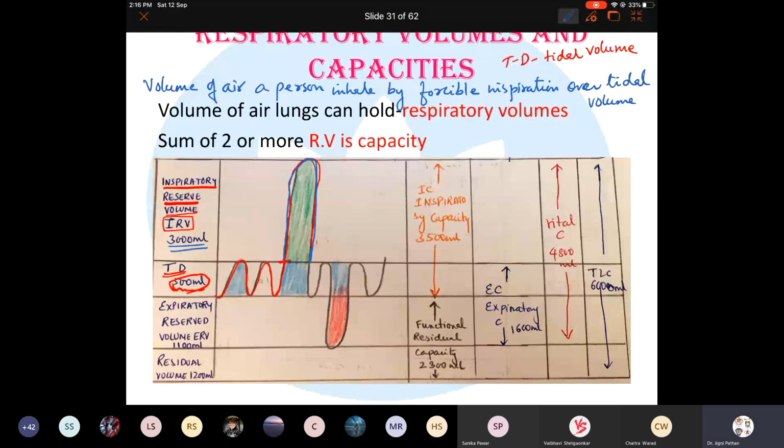Everybody understood what is IRV? Yes or no? Which definition is that? Forcible inspiration. This is the definition for IRV. Please show the full form from the previous slide. The full form is given: inspiratory reserve volume.